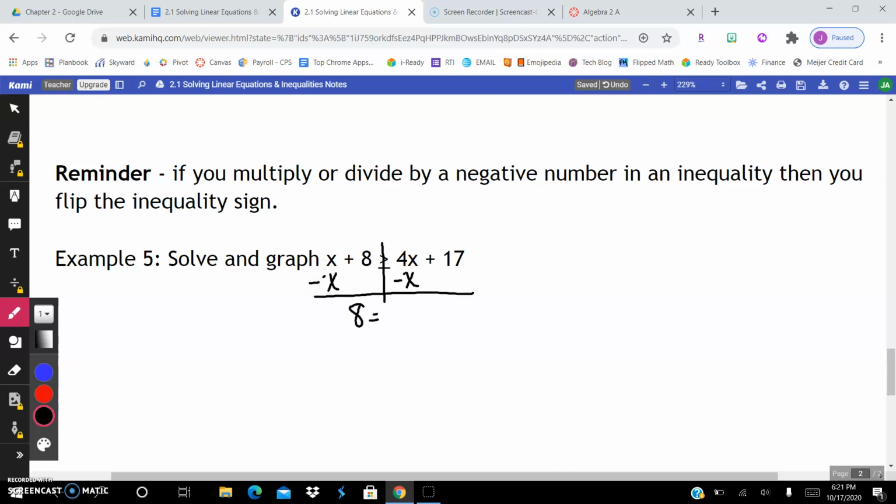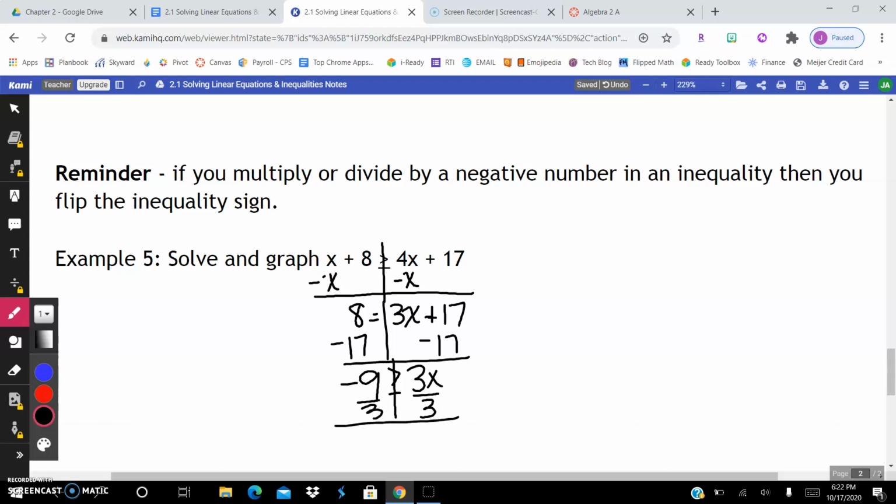And I'm going to have 8 equals 4x minus 1x is 3x. And then I have plus 17. Then I'm going to subtract 17 from both sides. I'm going to have a -9 equals 3x. And I shouldn't be saying equals or writing equals because that is not the symbol. And then I'm going to divide by 3. And I have x is less than or equal to, and the -9 divided by 3 is a -3.